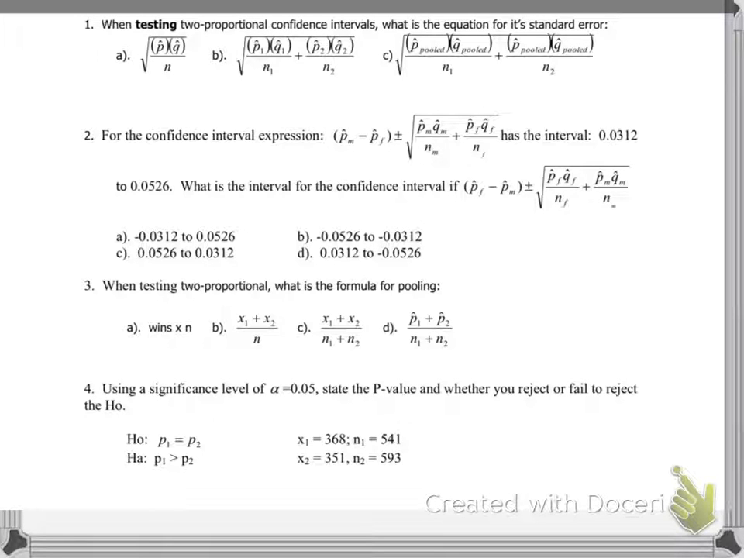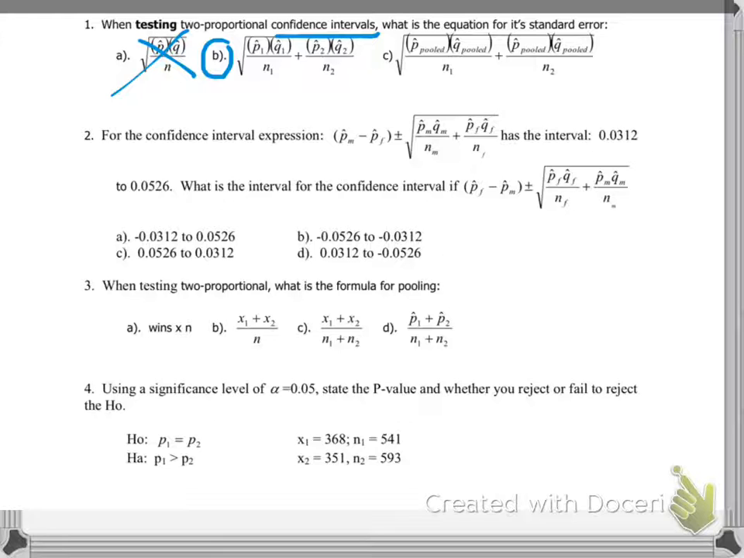All right, so we're doing confidence intervals. And we do not pool for confidence intervals. We only pool because the null hypothesis says that the two proportions are the same, and that only happens when we're doing hypothesis tests. So for the confidence interval, this guy is B. I hope you realize that that's for one prop.